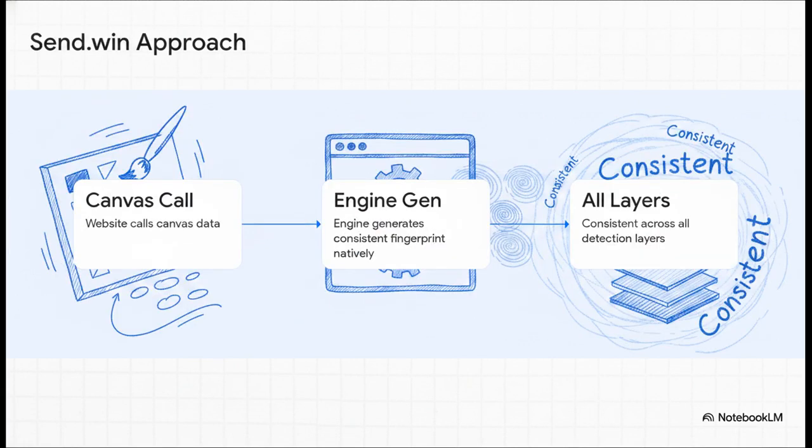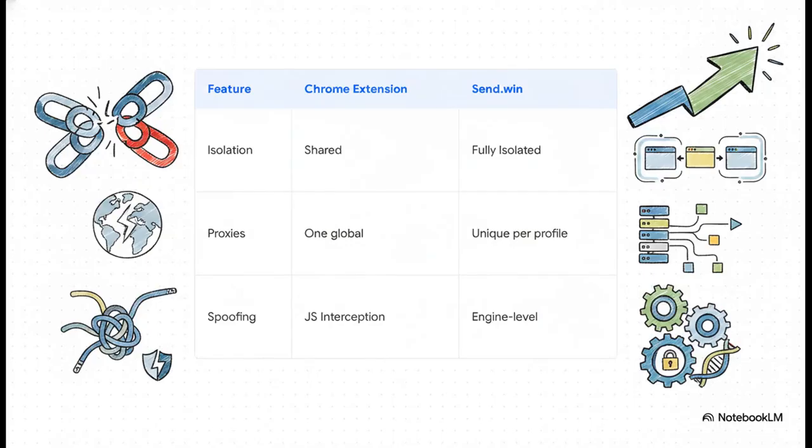Now, notice the huge contrast here with the Send.win approach. Step 1, the website calls the Canvas data. But Step 2, because Send.win actually controls the browser engine itself, the Send.win engine generates a consistent fingerprint natively across all detection layers. There is no frantic JavaScript interception happening. The engine itself produces internally consistent values. It completely, 100% eliminates those detectable inconsistencies. Just take a look at this scorecard for a second. Across session isolation, proxies, and fingerprint spoofing, notice how Chrome extensions rely on shared containers and really detectable workarounds.